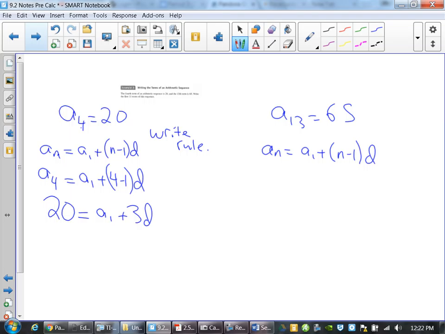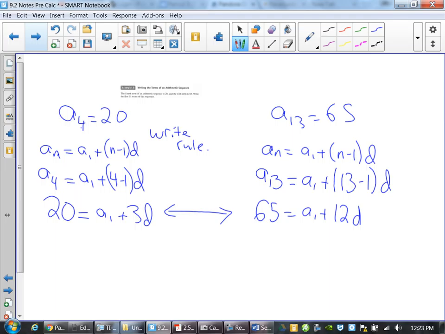Do the exact same thing on the other side, with the other one. We know that we have the 13th term. It's still going to be the first term plus now 13 minus 1 times the common difference. And what is the 13th term? 65. Is the first term plus 12 times d. And here's where we wind up.